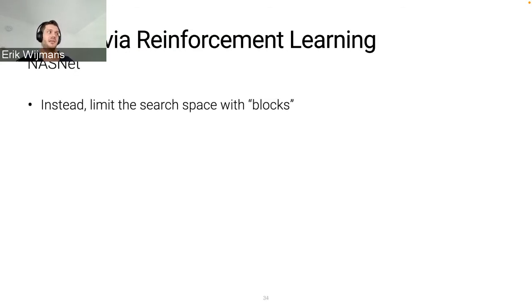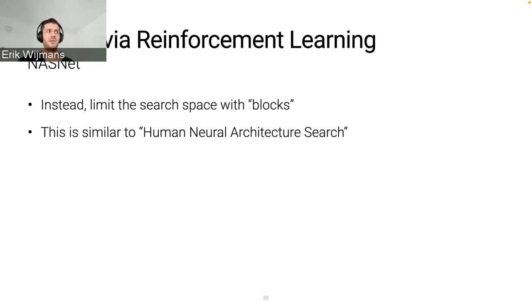So one way to make this a little bit more efficient, this is a paper called NASNet, is to limit the search space via blocks. And this is pretty similar to human architecture search, where, again, if we look at architectures in computer vision, there are these block designs, and people mostly work on the block design, and then it's about chaining the blocks together with maybe changing resolution at certain stages, changing width at certain stages.